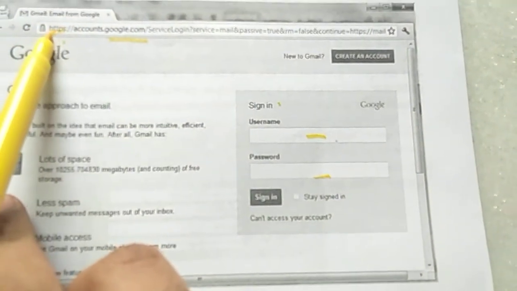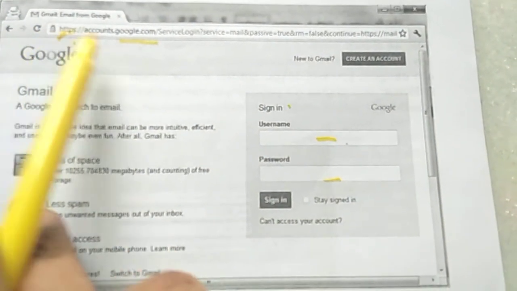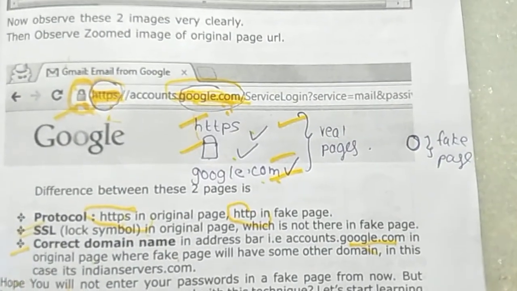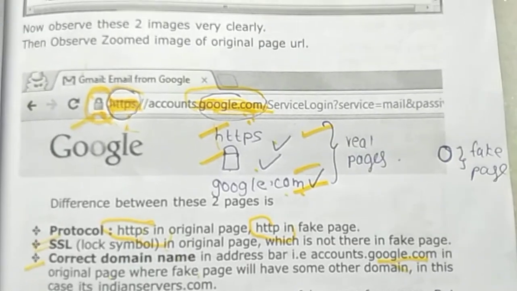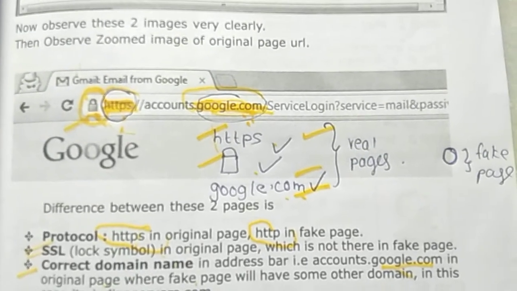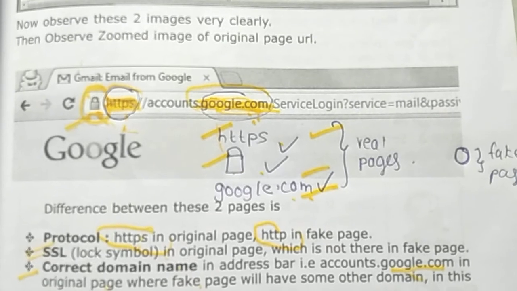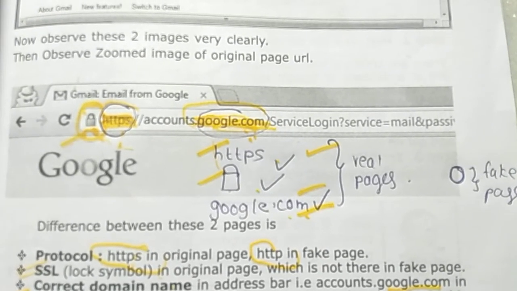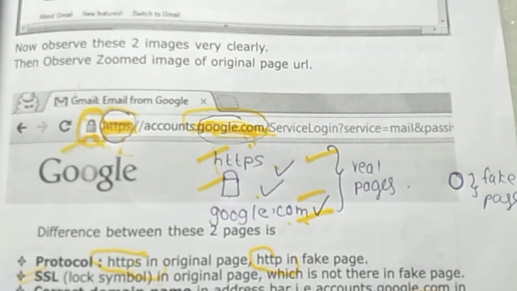So if you observe this one, it is a real page. Because here you can observe HTTPS. Here there is a lock symbol and here there is google.com also. So these 3 things, HTTPS, lock symbol, Google domain name, help us to identify whether the page is an original page or a fake page. Hope this video will be helpful to identify the fake pages and to protect from hackers.